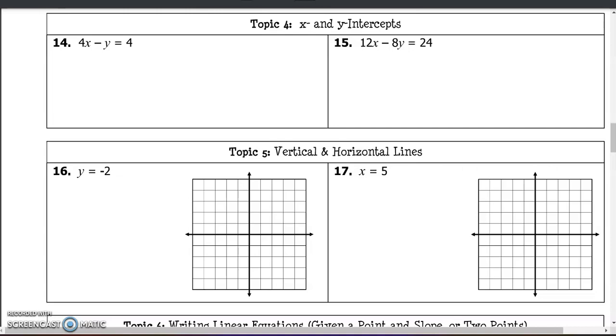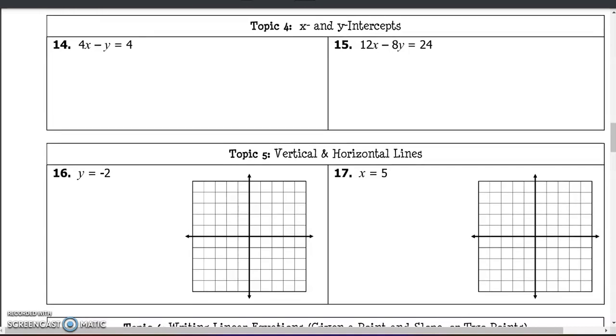So for number 14, it's going to be 4x. Let me get my pen here. So we got 4x. All right, technically this y is going to change to 0, so it would be minus 0. So we're just going to get rid of it. So it's 4x equals 4. All right. Then we would just get rid of that 4 in front of x by dividing by 4 on both sides, which gives me x equals 1.